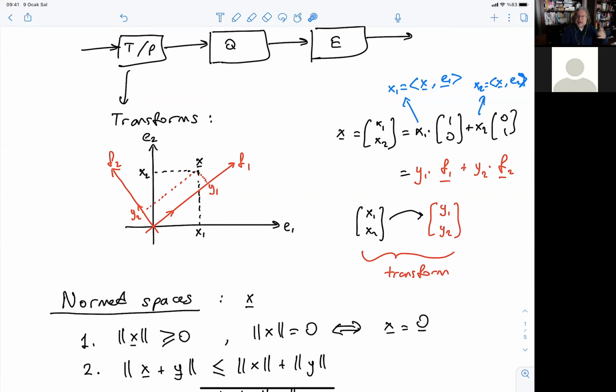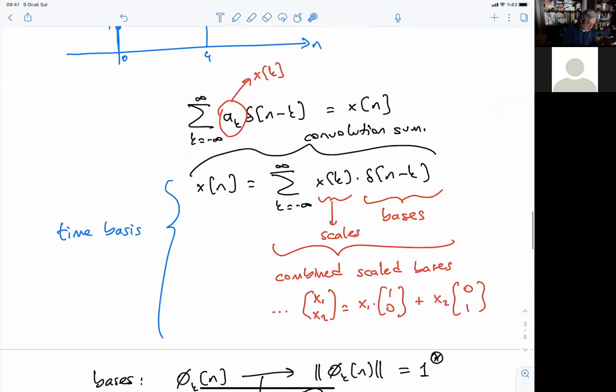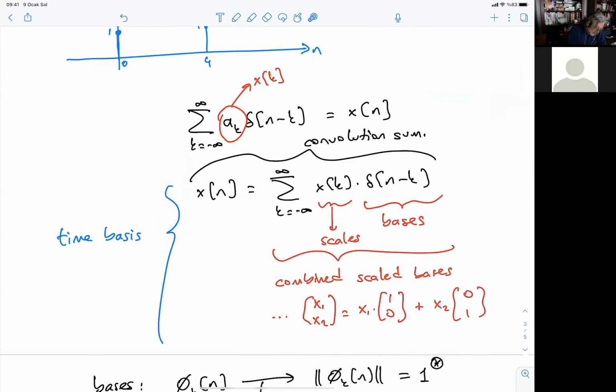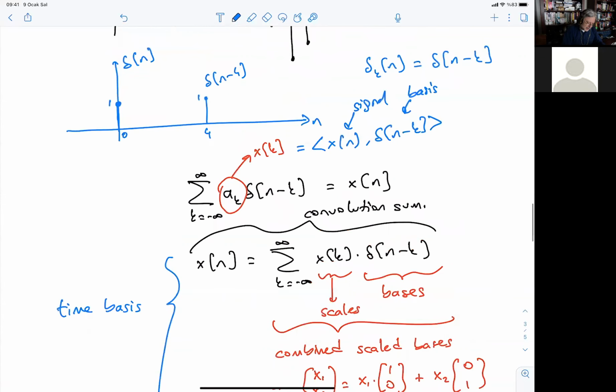Now I will scroll back and see if it works for our example too. So I said that a_k is equal to x[k], but actually it must be equal to the inner product of x[n] and delta[n minus k], the basis. This is the signal. This is the basis. So taking the inner product of signal and basis will give me the coefficient a_k.